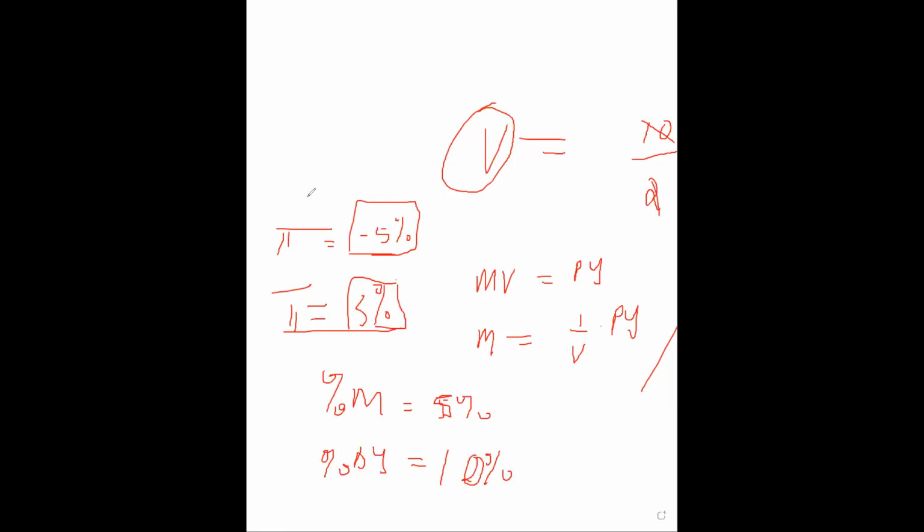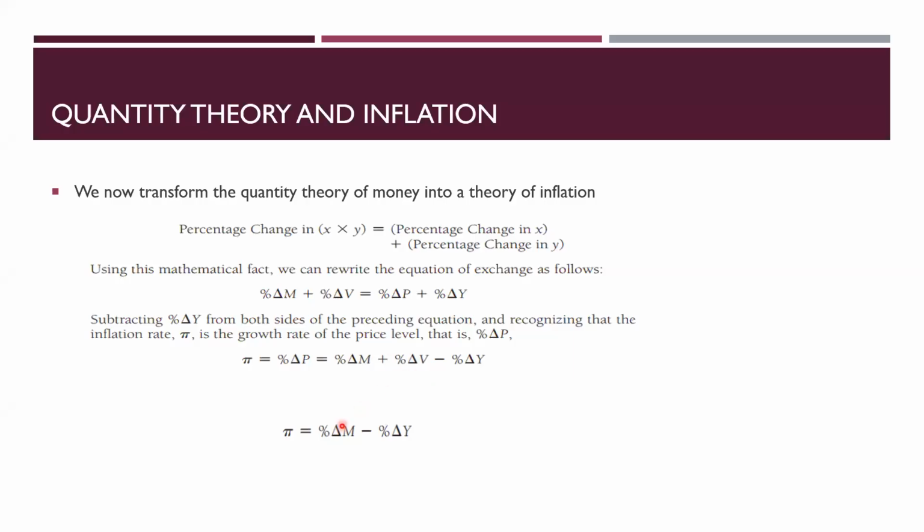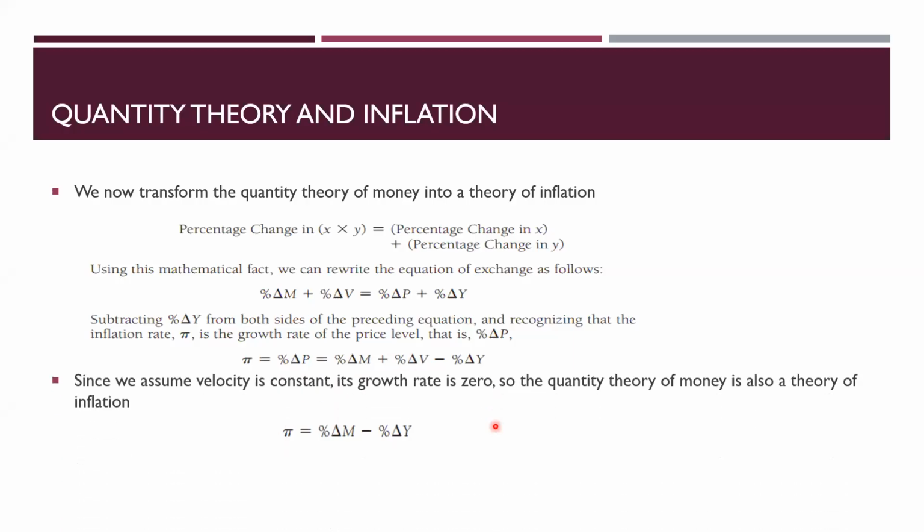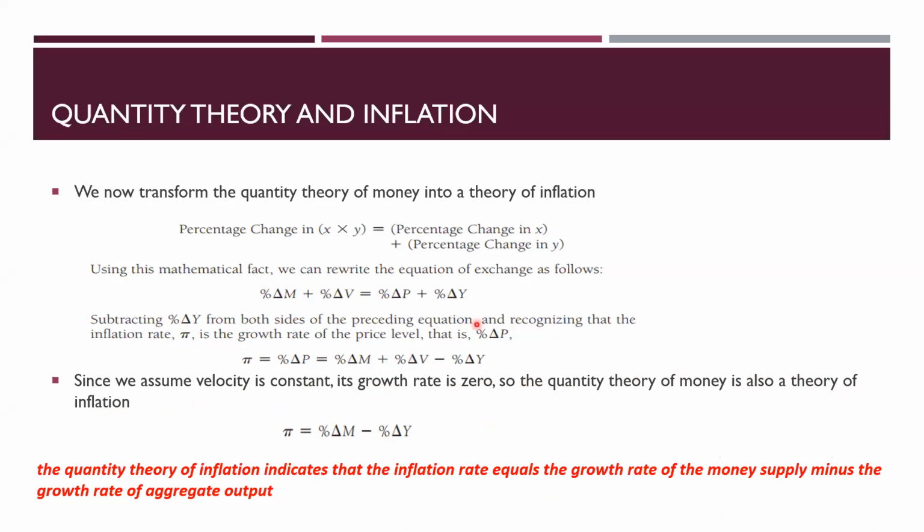But if you want to know more about the difference between the two, you can research and understand deflation and disinflation. And you can learn a lot about that. But generally, you must know this equation. So since we assume velocity is constant, its growth rate is 0. So the quantity theory of money is also the theory of inflation in this format. So the quantity theory of inflation indicates that inflation rate equals the growth rate of money supply minus the growth rate of aggregate output.